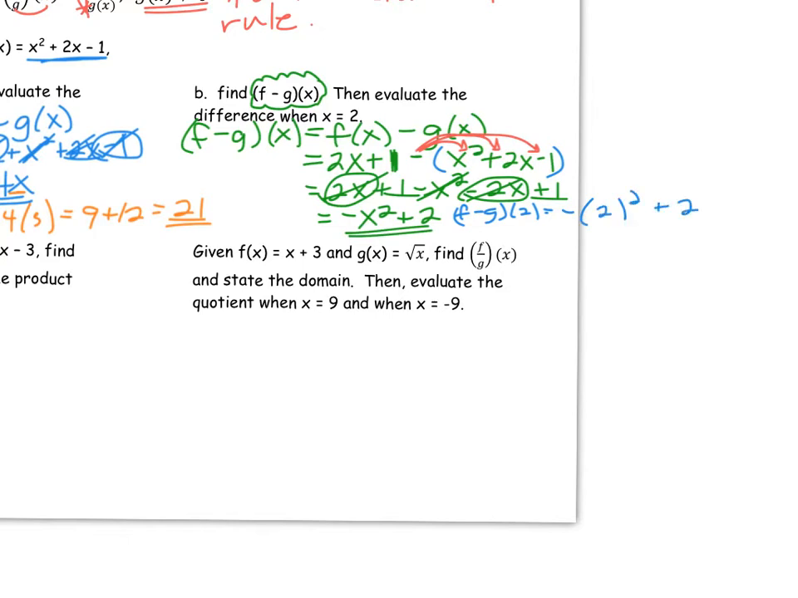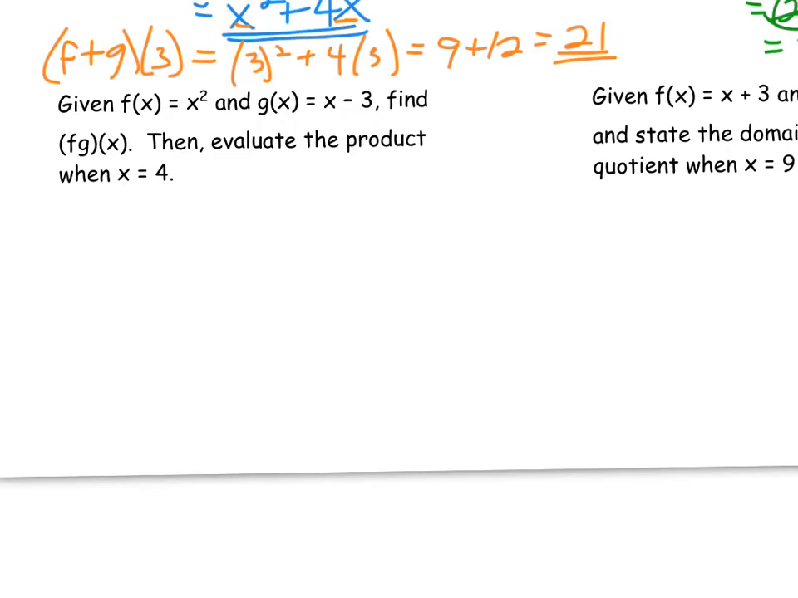Now think order of operations. 2 squared is 4, but the negative that's out in front makes that negative 4. And if you add negative 4 plus 2, we get a result of negative 2 when x equals 2 for the difference f minus g of x.